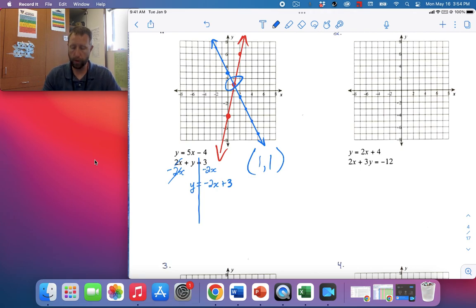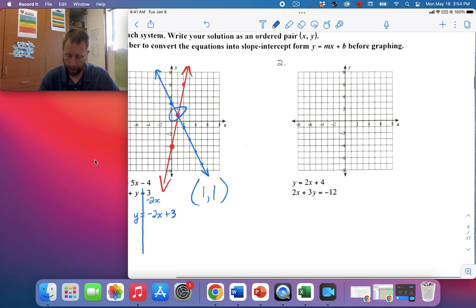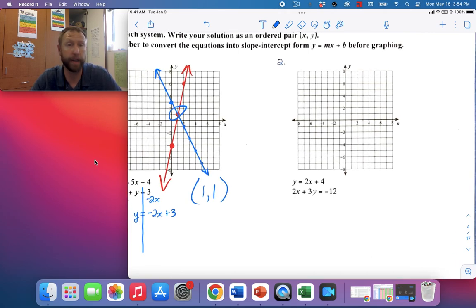For number 2, I see the top equation I can graph, so I'm going to. Start at 4 and go up 2, right 1. It's a positive 2 slope this time. So up 2, right 1, up 2, right 1, and then go back to your beginning point and do the opposite. Down 2, left 1, down 2, left 1, until you run out of space, and then just connect your points. So there's the first equation.